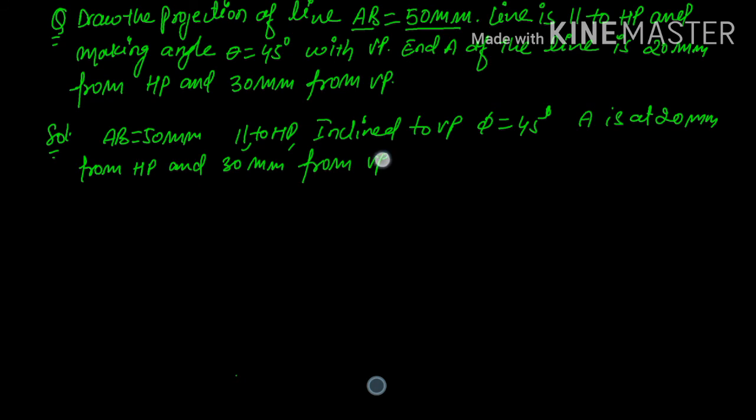from VP. Okay, so first of all we'll see if the line lies in the first, second, third or fourth quadrant. Since this is our first quadrant, second, third, fourth, above HP is given how much? 20 mm, and this is in front of VP, not written but in front of VP 30. So the line lies in the first quadrant. So I am directly solving our question. Okay, no need to draw the quadrant, those were for the understanding purpose.